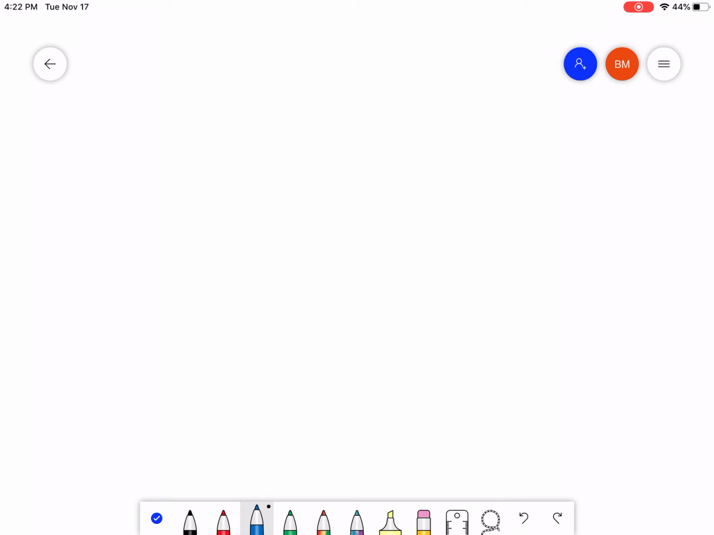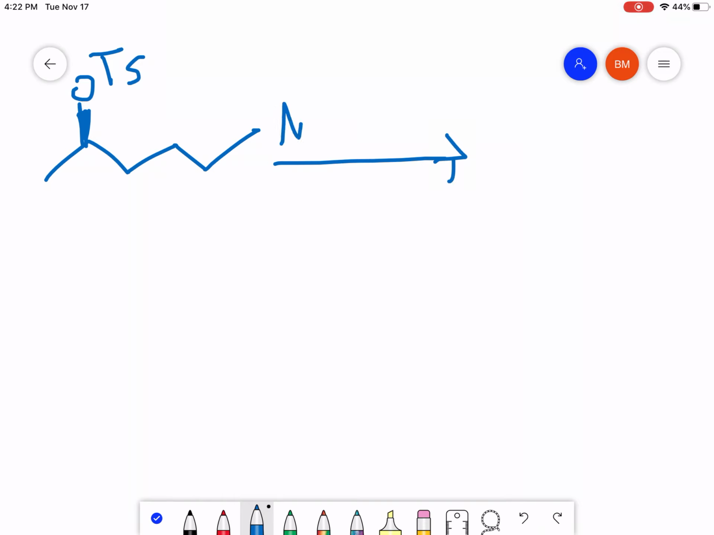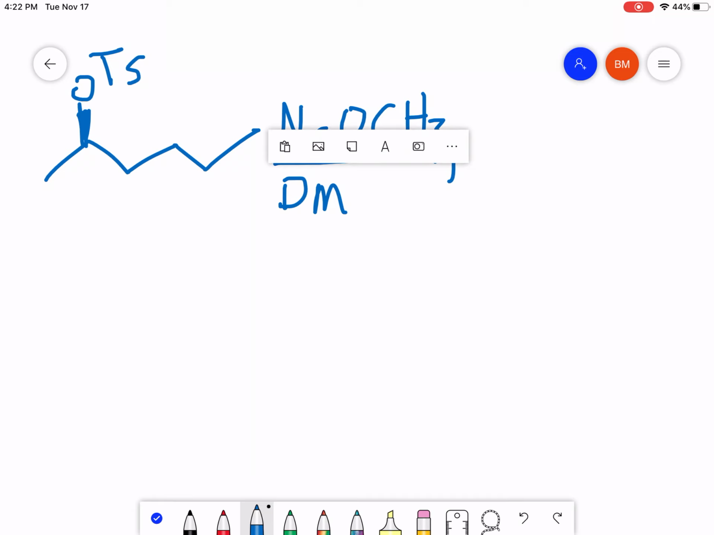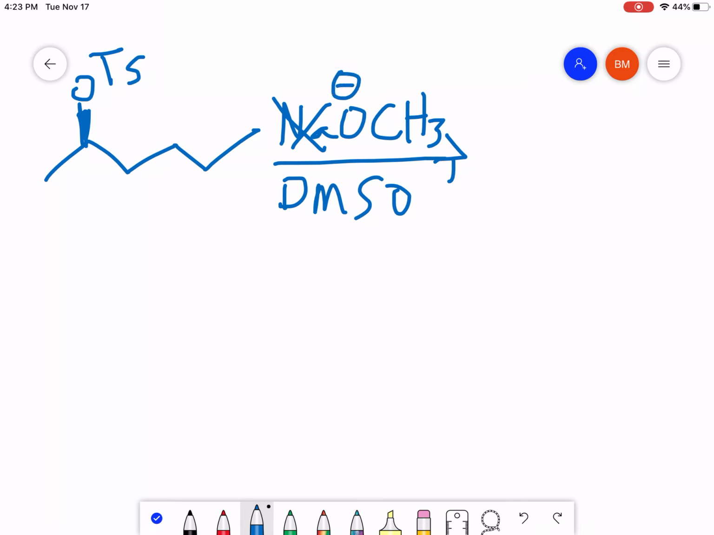All right, let's try one more. Let's try a tosylate with the same species we did in the last reaction, NaOCH3. So this one's kind of similar, except we have a secondary tosylate, not a primary. You have NaOCH3, so OCH3 minus. It's both a strong base and a strong nucleophile.